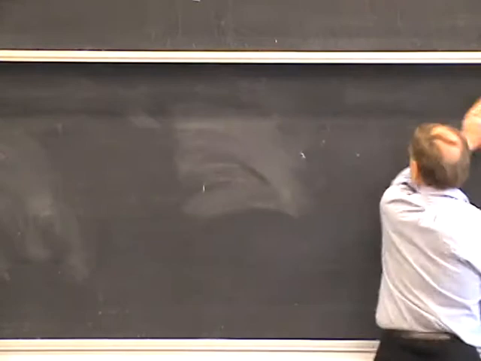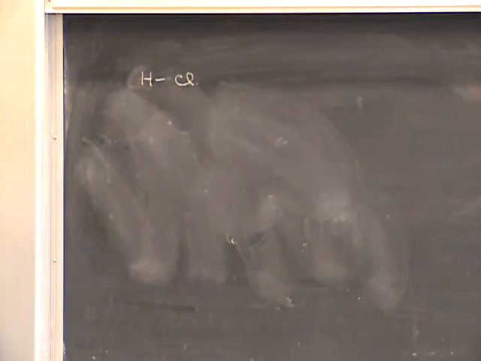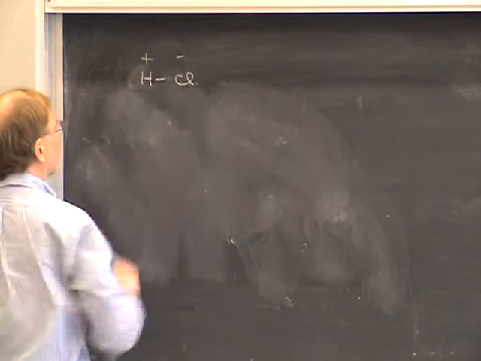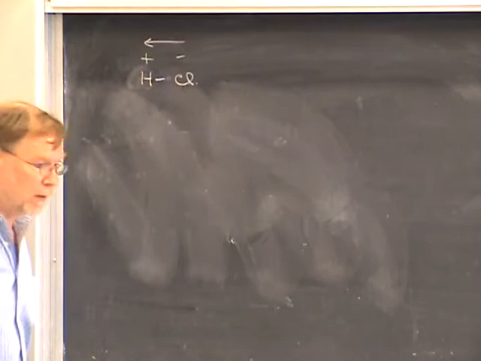They tell you in chemistry class that molecules, hydrogen chloride is an example, but in fact it applies to any heteronuclear diatomic molecule, are polar molecules. There's a charge separation in them, and so they carry a dipole moment vector like this, a permanent dipole moment.